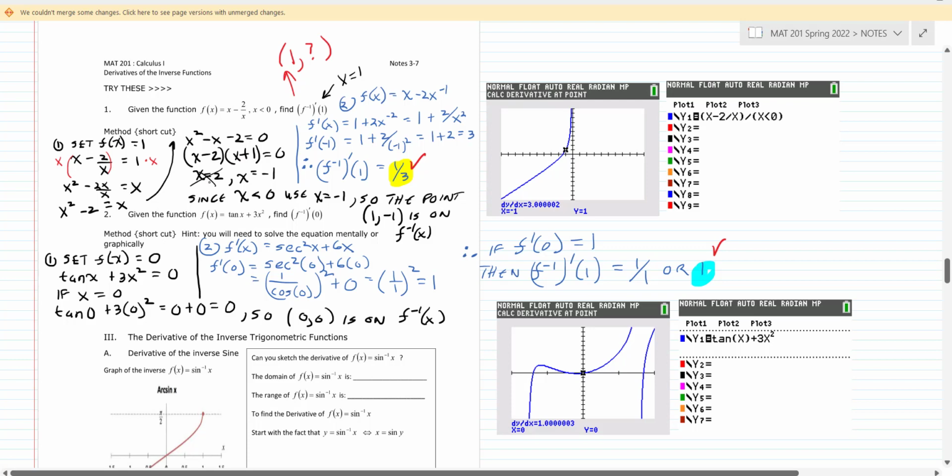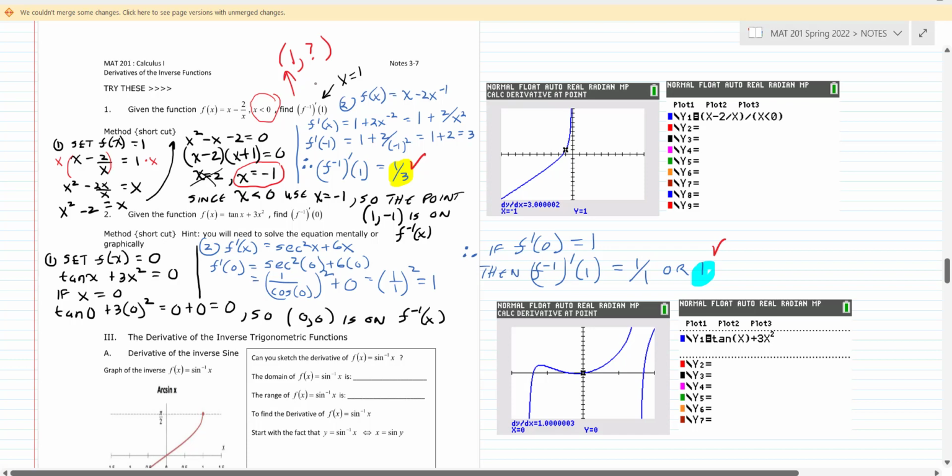You end up getting solutions x equals 2 and x equals negative 1. However, in this problem, x has to be less than 0. So that means you've got to use the negative 1. Okay, then it's a matter of doing the derivative. So you do x minus 2x to the negative 1. The derivative of this function is 1 plus 2x to the negative 2, or 1 plus 2 over x squared.